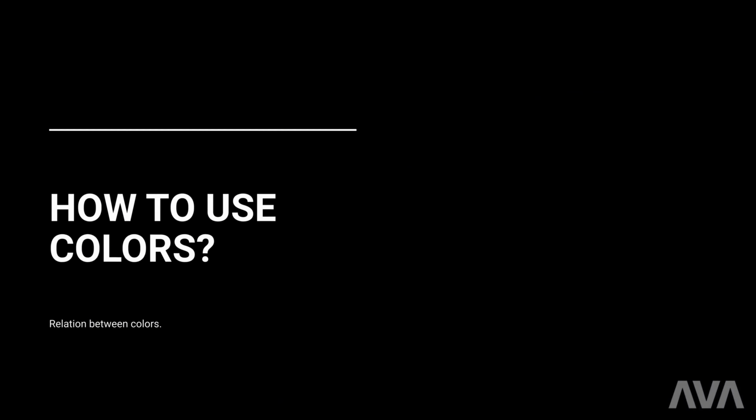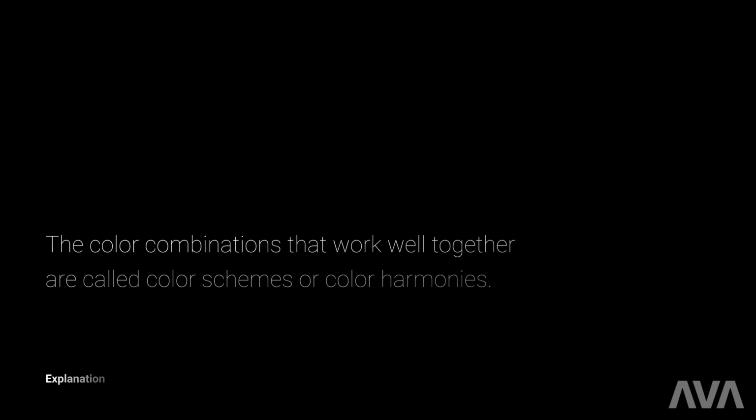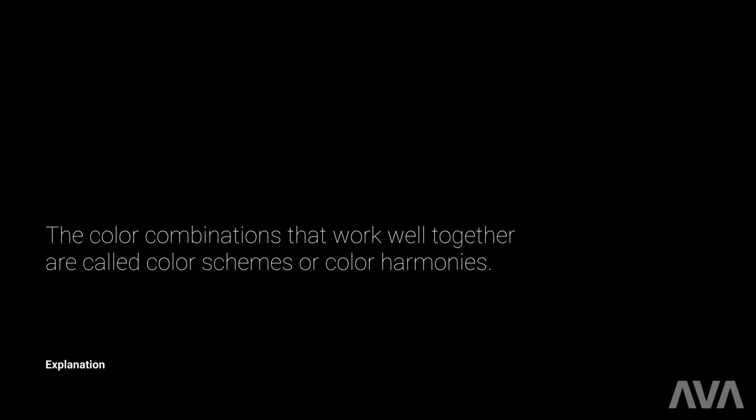The knowledge we got so far about colors comes down to understanding how to use the colors to our advantage, in a way that supports our idea. And not only the colors themselves, but also the relation between them remarkably influences our perception. Some of the colors work great together. They give a pleasant visual reaction, while others do quite the opposite. The color combinations that work well together are called color schemes or color harmonies. Let's talk about them and their use.